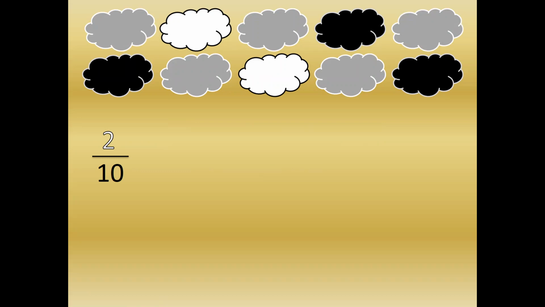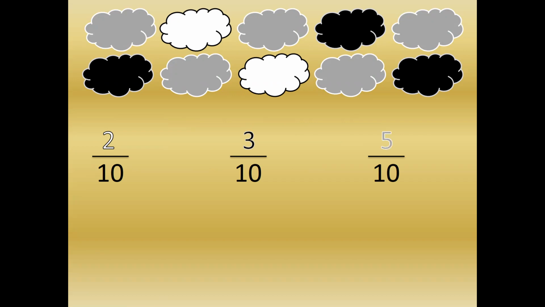Now let's do our fraction for the black clouds. So how many clouds are there in total? 10. How many of them are black? 3. So 3 over 10. Now let's do our decimal for the gray clouds. So how many clouds are there total again? There's 10 of them, so that's our denominator. How many of them are gray? 5. So that is our numerator.